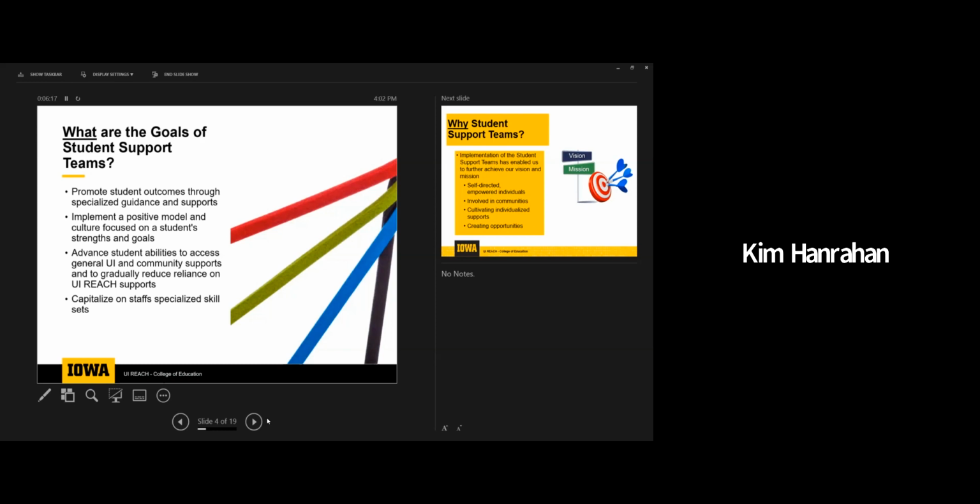So we'll promote student outcomes through specialized guidance and supports, meaning that each staff can support a team in their core area specific to their specialized skill sets. It implements a positive model and culture focused on a student's strengths and goals. So in a staff person's core area, they'll be supporting a student in meeting the goals and the learning activities it would take to meet that goal in their area of expertise. We'll advance student abilities to access general UI and community supports so that students can gradually reduce their reliance on UI Reach supports and eventually rely mostly on campus and community supports, especially by the time they graduate from UI Reach. And it capitalizes on staff specialized skill sets like I've alluded to before.